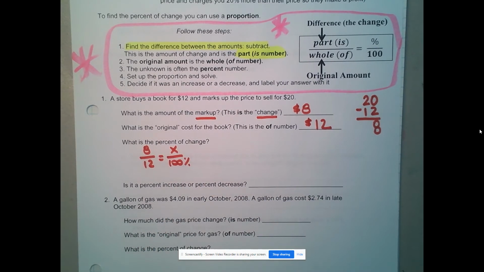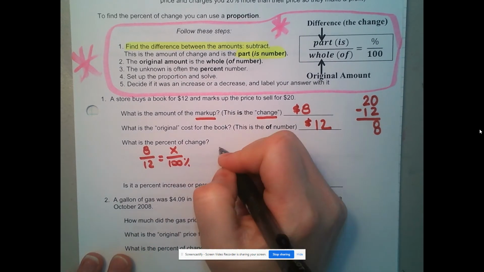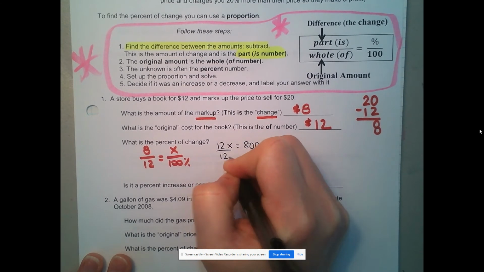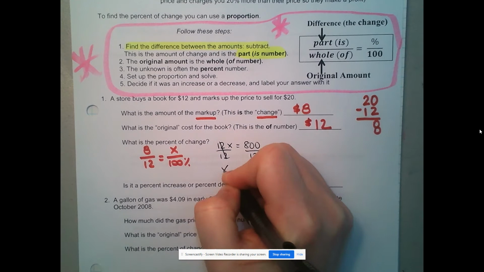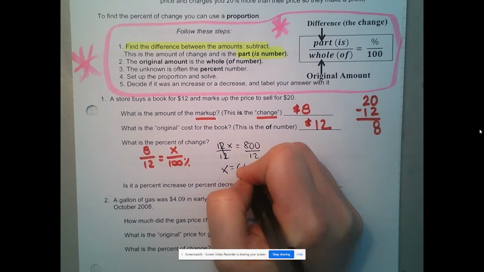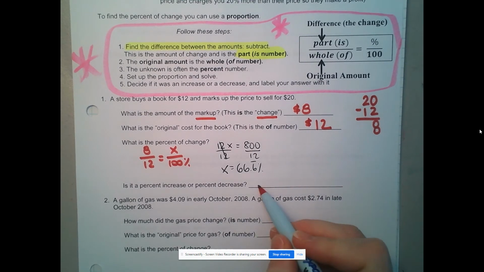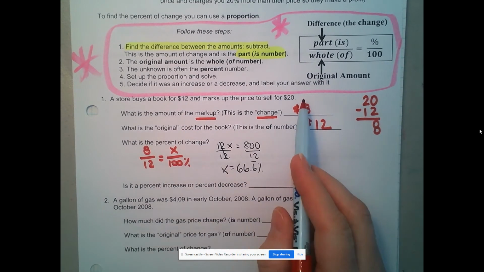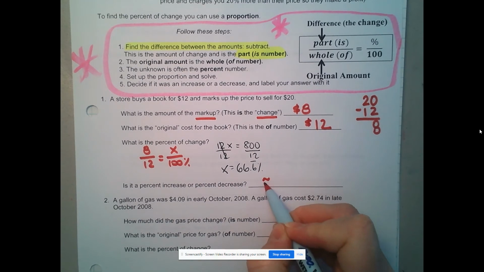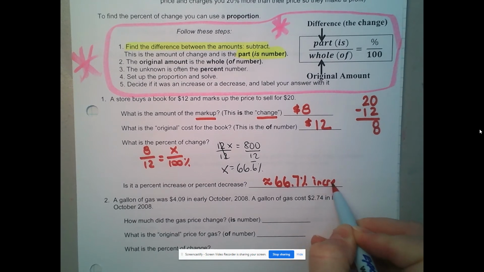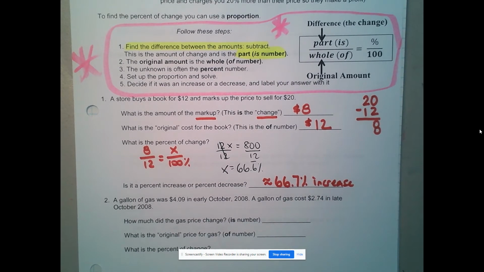And now we solve it like any other proportion. So 12 times x equals 8 times 100. Divide both sides by 12. X equals 66.6 repeating percent. So we would say, is it a percent increase or decrease? It went from 12 up to 20. So it is approximately 66.7% increase. We would want to round it to the tenths because it was a percent.